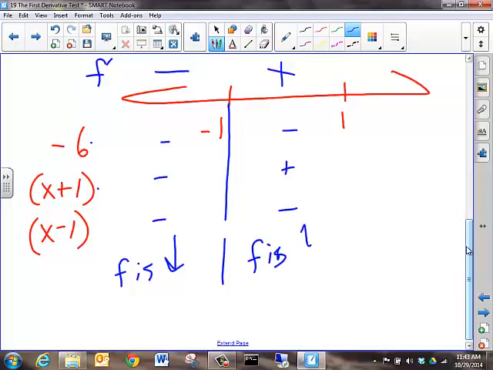It's increasing. Okay? And then if we do the same thing over here at a number bigger than 1, negative 6 is still negative. 2 plus 1 is positive. 2 minus 1 is positive. So the whole derivative is negative. So what is f doing over here? It's going down. Are y'all with me there?